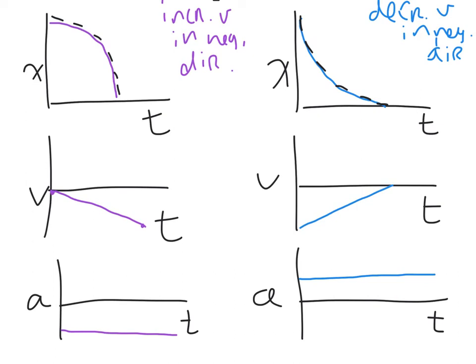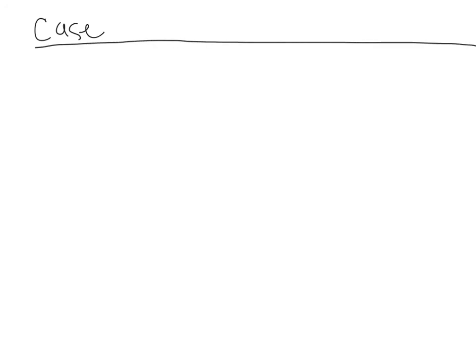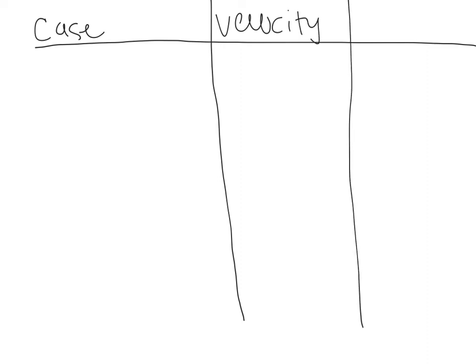I'm going to give you a chart to keep all of this straight in terms of what's positive and what's negative for each of these 4 cases. Okay, so here is our chart. We're going to talk about the 4 different cases. I'll write what those are. And then we're going to look at the sign of the velocity and the sign of the acceleration. And let's get this a little bit straighter.